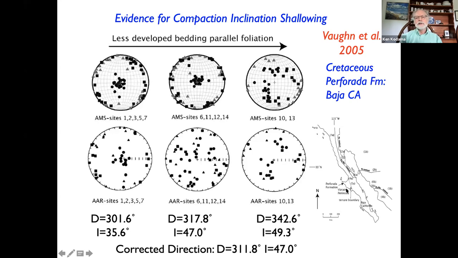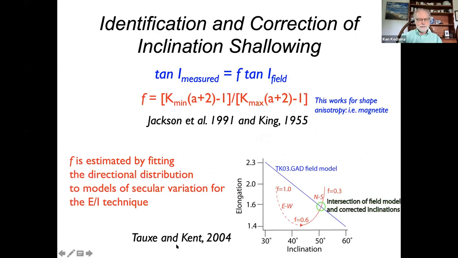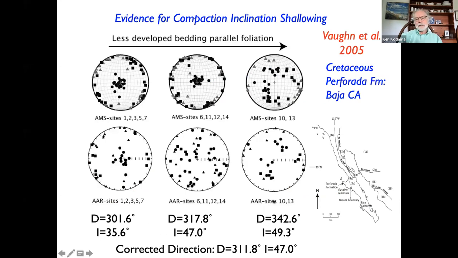A student of mine, Jordan Vaughn, worked on the Cretaceous Rosario formation in Baja California. And in this particular unit, we found suites of sites with different degrees of anisotropy developed. And you can see as you go from left to right, well-developed AMS and AARM, the anisotropy of magnetic susceptibility and anhysteretic remanence. And over here, we see less developed fabric. If you look at these sites, the well-developed fabric sites have shallower inclination than the sites with poorly developed fabric. In fact, if you use the inclination shallowing correction, which I'll go to in a second, you can correct these sites and you end up with an inclination comparable to the sites with poorly developed fabric.